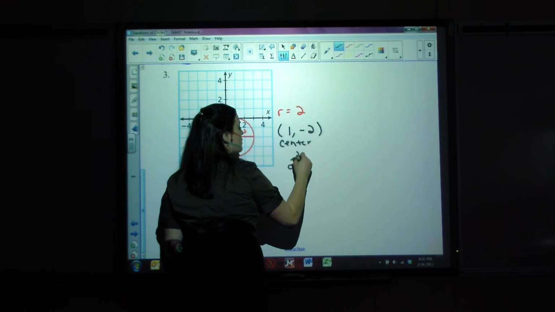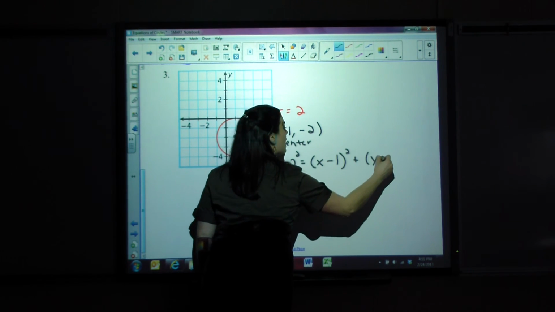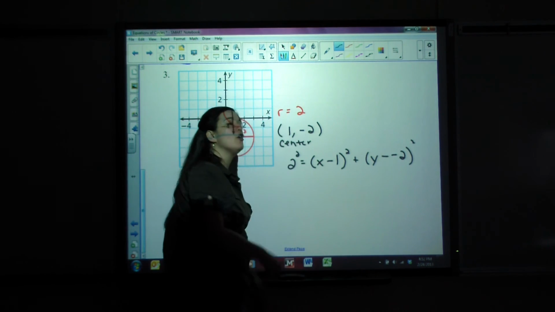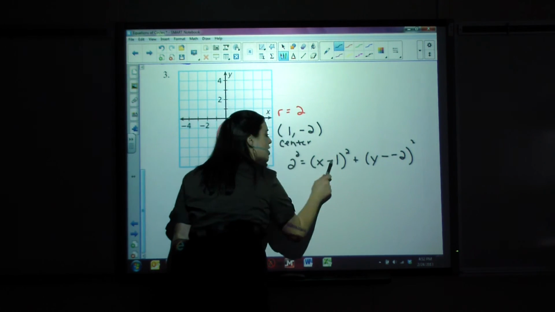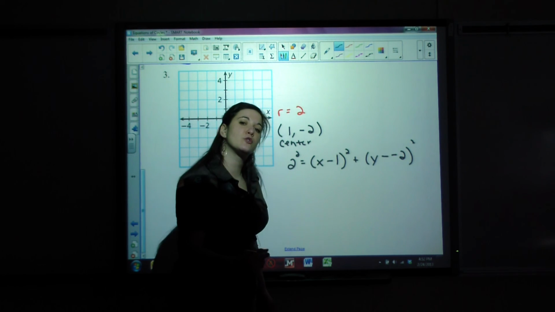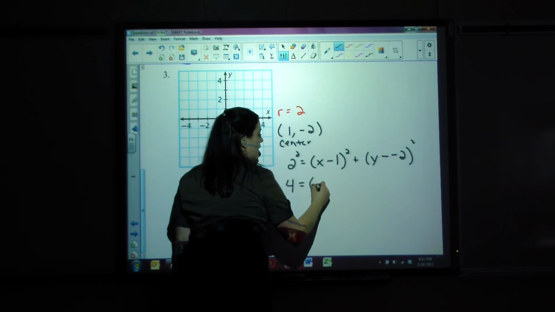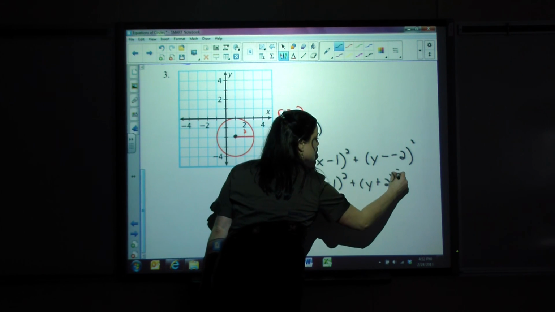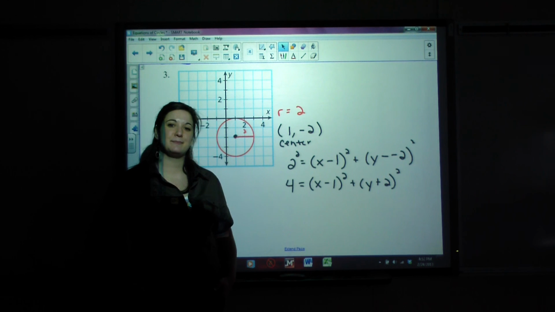Once I have found that information, I get to just plug it into that same formula again. I'm going to take r squared and set it equal to (x minus h) squared plus (y minus k) squared. Again, we have that subtracting the negative, or the same idea that we should have opposites. If this is positive 1, I should see negative 1. If this is negative 2, I should see a positive 2 because I'm subtracting that number. So what the formula reduces to is 4 equals (x minus 1) squared plus (y plus 2) squared. And that's the equation of a circle.